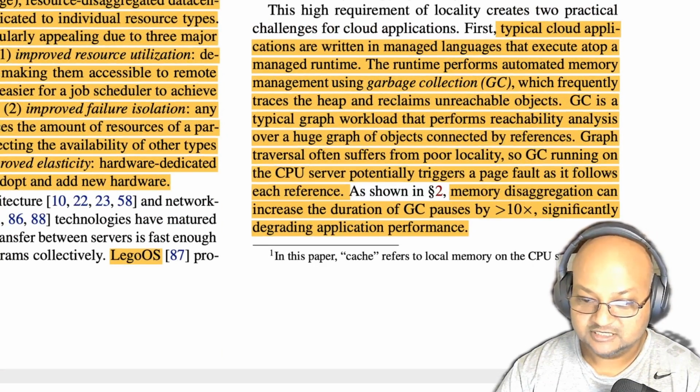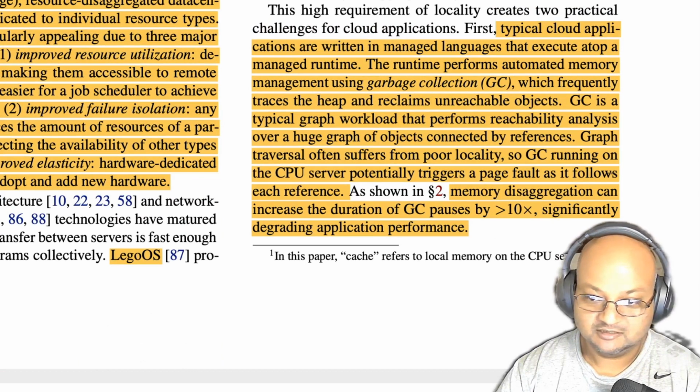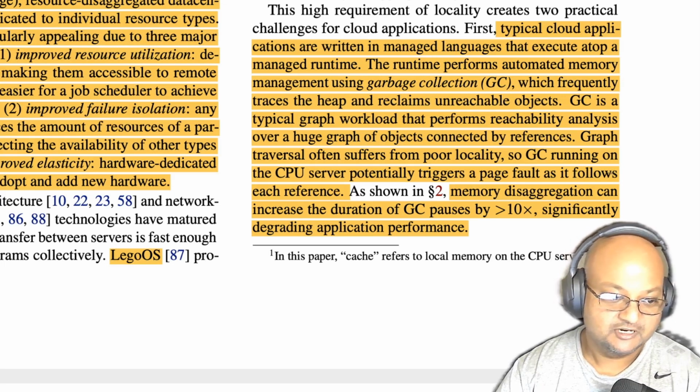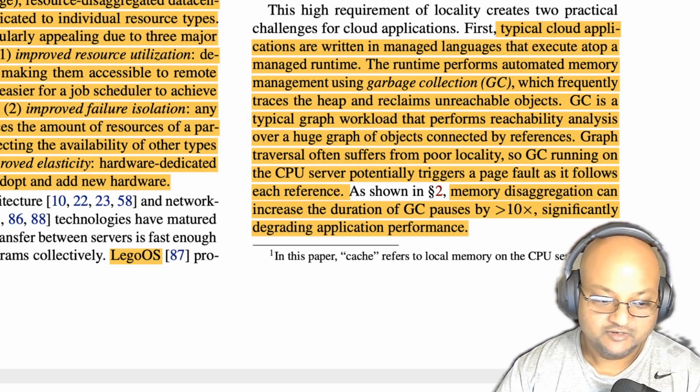What is the challenge in doing this? Why is this a difficult problem? It's difficult because garbage collection by its very nature traces your entire object tree. So it's doing a lot of non-localized memory accesses over your entire heap.